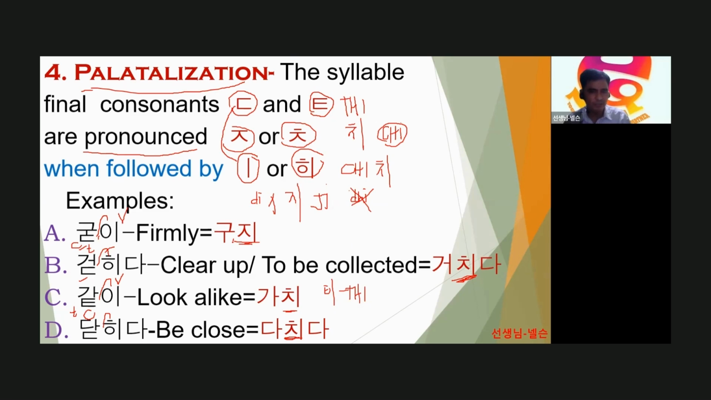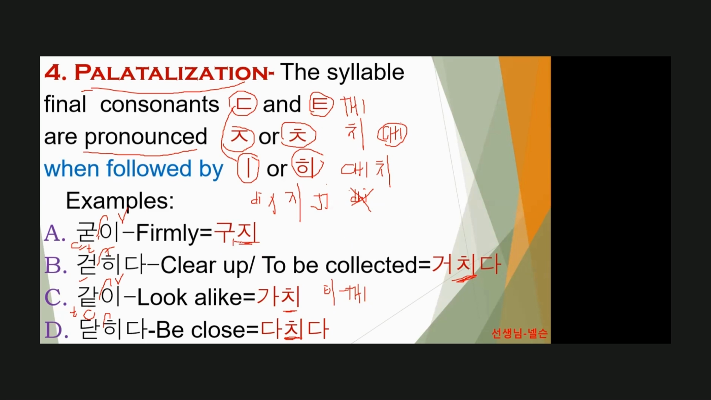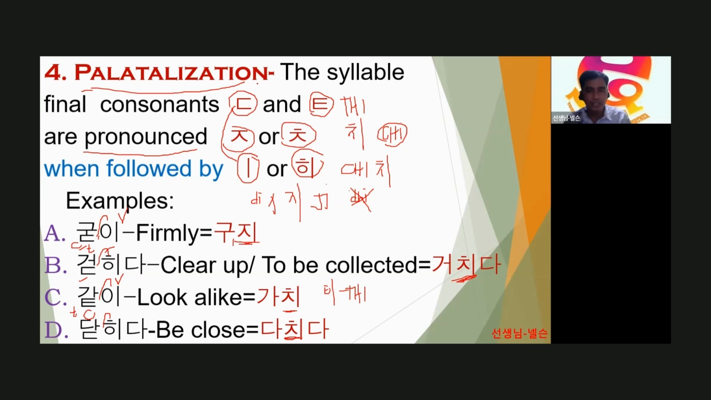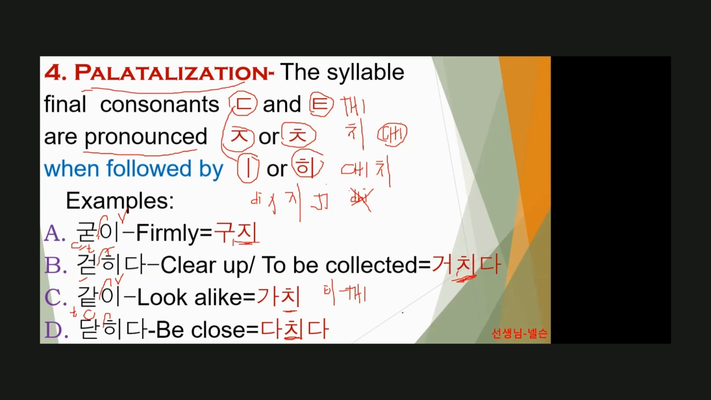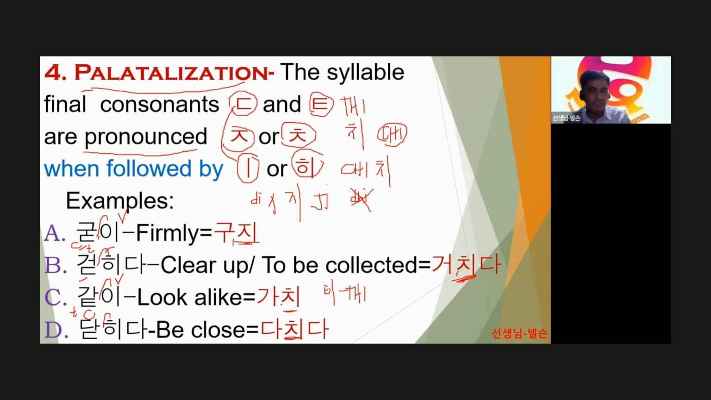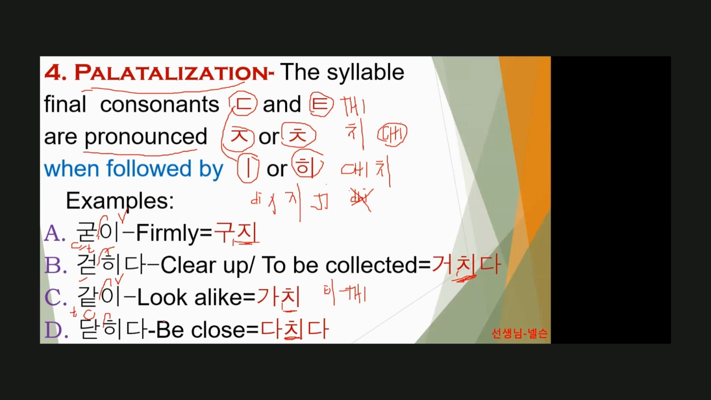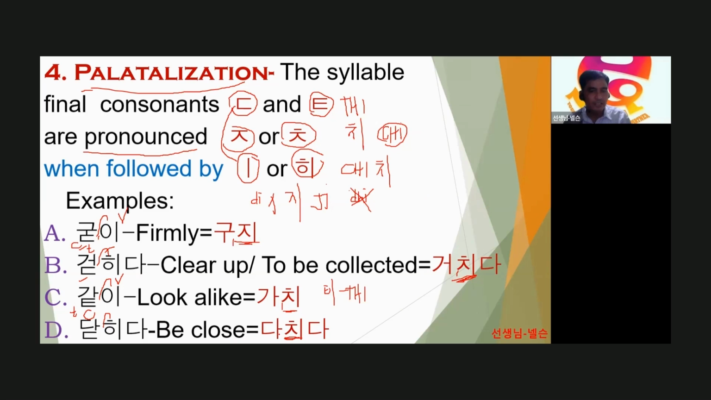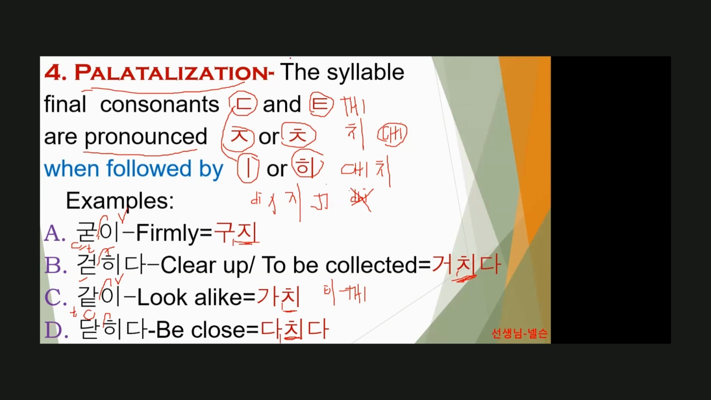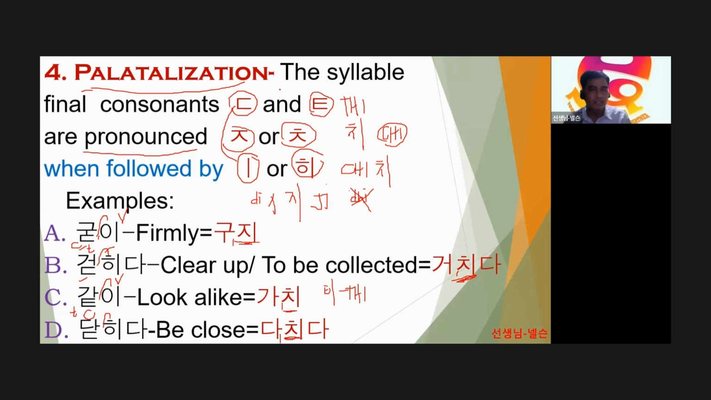For example, listen first. Letter A: Gucci. Then letter B: Gochida. Then letter C: Gachi. And letter D: Dachida. So what we call that is palatalization.